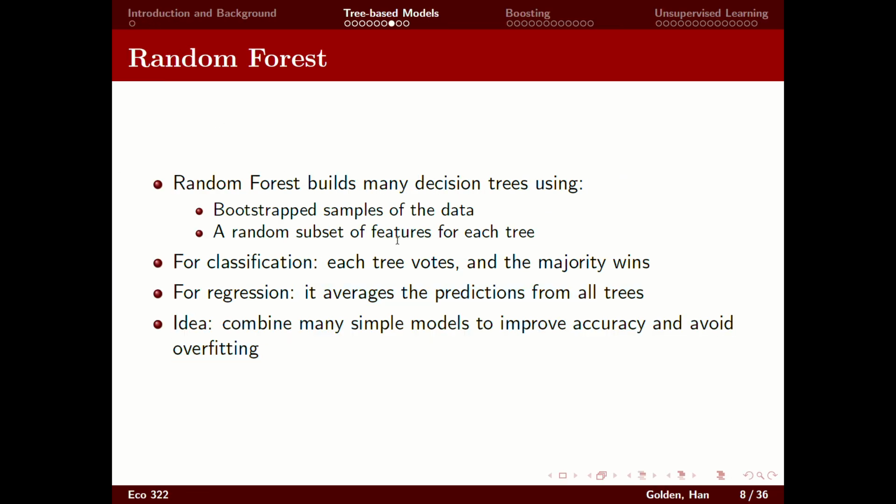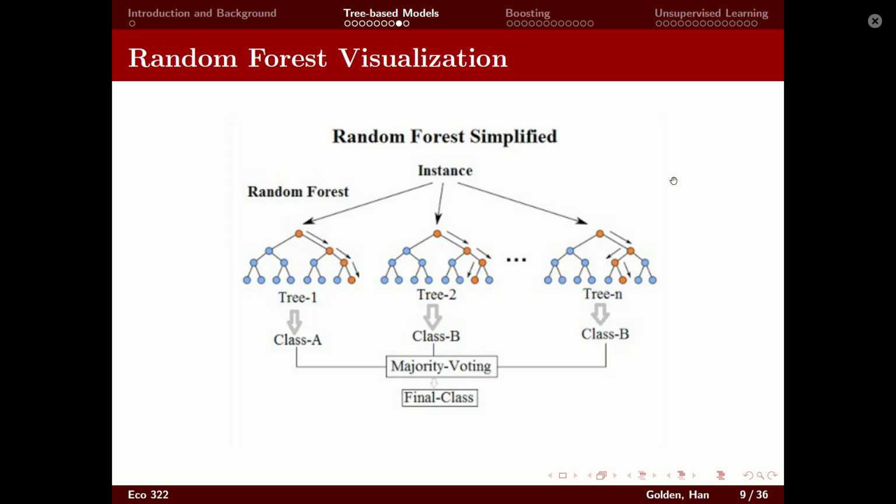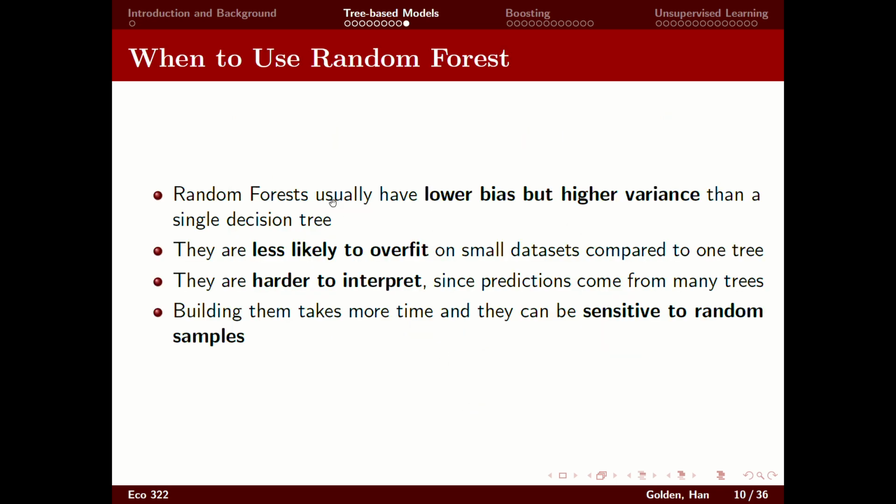So that's the idea of random forest: we're combining a bunch of individual decision trees that each learn a little bit about the space to reduce overfitting. We have an instance, and it goes through a bunch of different trees. They're trained on different portions of the initial sample. We have a majority vote, and then we have a final class.